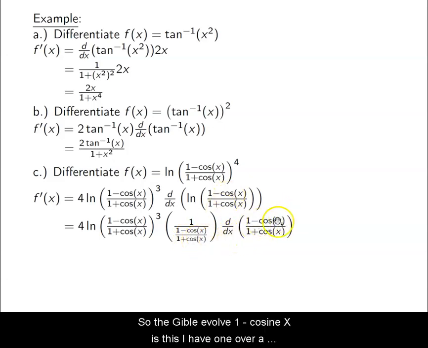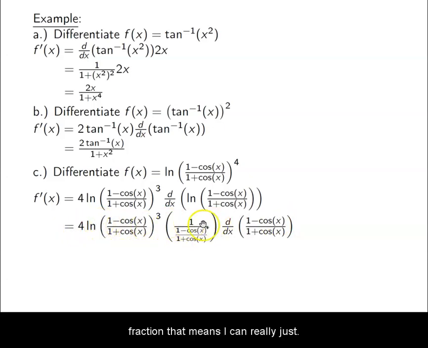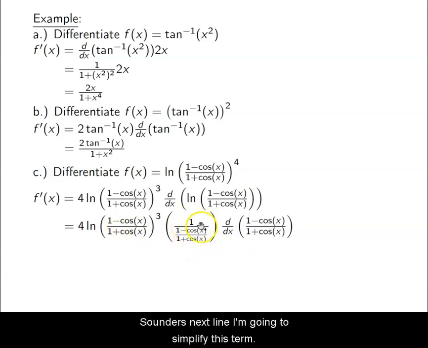So the derivative of 1 minus cosine of x over 1 plus cosine x. Okay, so here I'm kind of going in pieces. As I move forward now, I'm going to take this and simplify it just a little bit. The only thing I can really simplify is this. If I have 1 over a fraction, I can really just put this as the reciprocal of what I have. So on this next line, I'm going to simplify this term to be just 1 plus cosine x over 1 minus cosine x, and I'm going to actually do the quotient rule here.